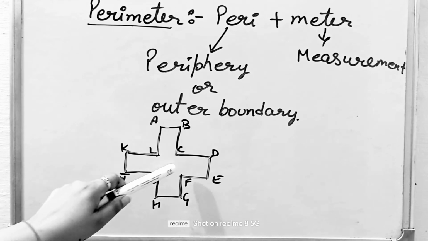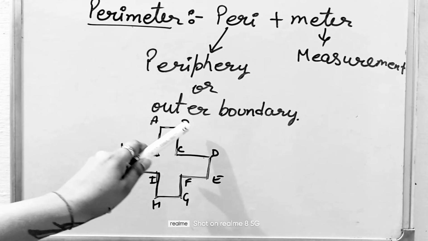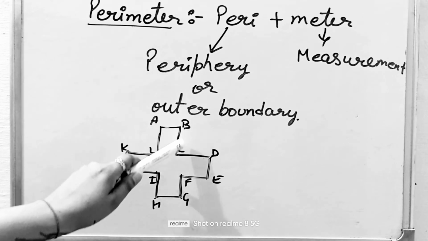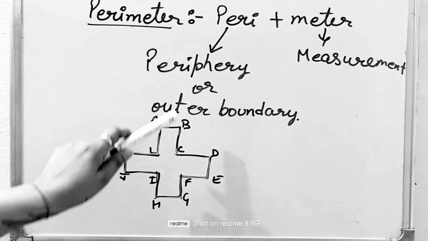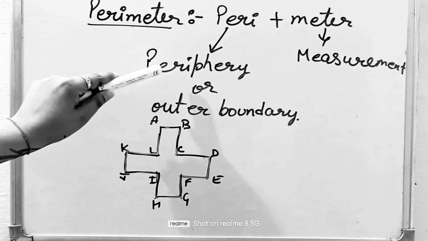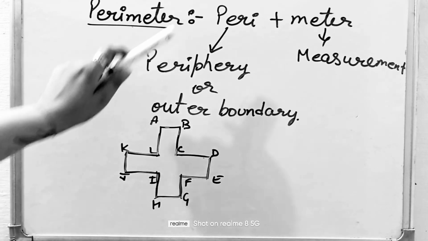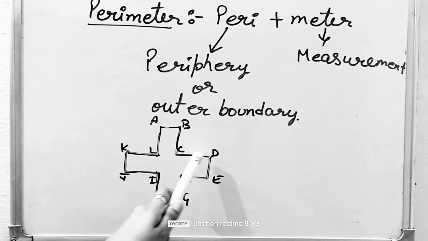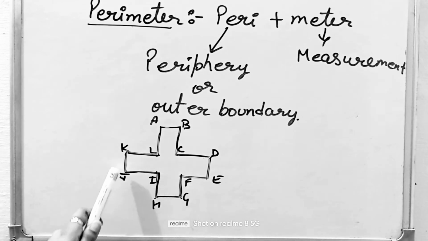Right? Because we are not going inside the field. We are just going around the shape of the field, and this will be its outer boundary, and the outer boundary is known as periphery. So that means the same is the perimeter of this field. If you add all the measurements of these sides, then you will get the perimeter of this field.